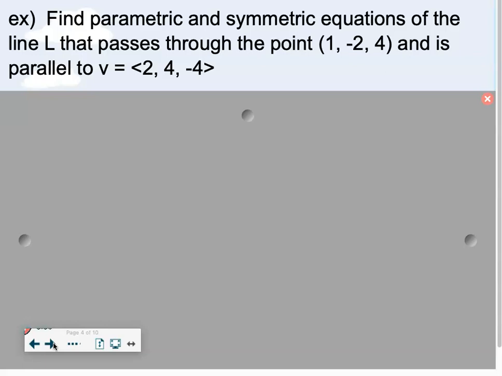Because for a line, it's like having a slope of 6 over 3 versus 2 over 1. It's the same slope, right? It's just that one's not simplified, but they're still the same. So it's the same here. You can pull out a common multiple if you want to, but you don't have to.